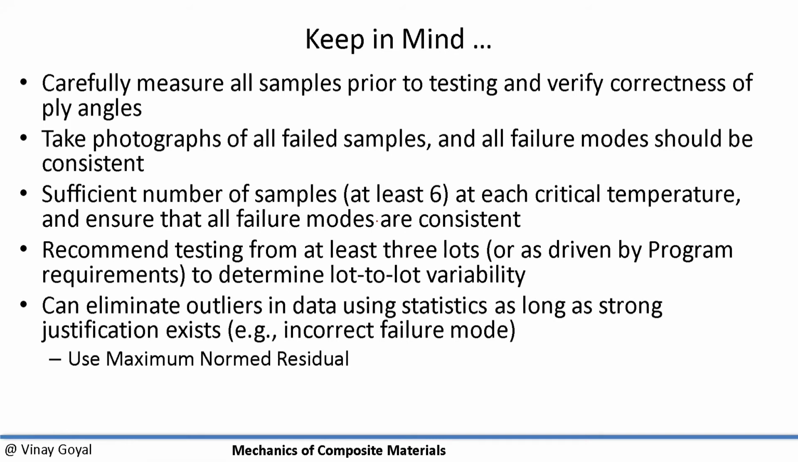So you really want to understand the failure modes in the sample, like I showed earlier, like the brooming and stuff like that. You want to have a sufficient number of samples because if you don't, you'll see the consequences later. We recommend testing from at least 3 lots, and it can change from program to program. And you should eliminate outliers if you have good justification. And I'll go through the outlier process on how to remove it. So we want to eliminate outliers because they can bias the data the wrong way.